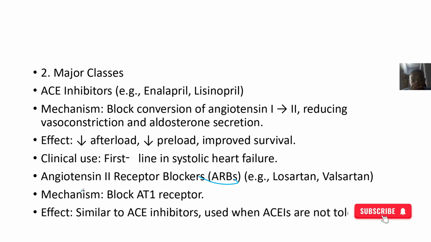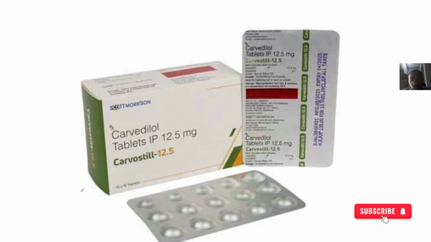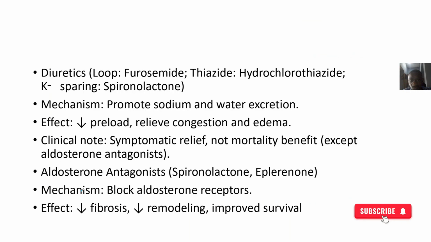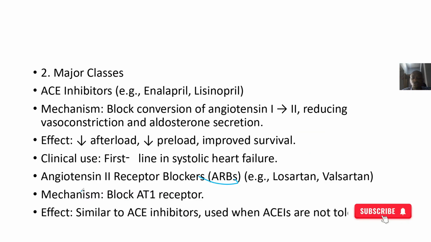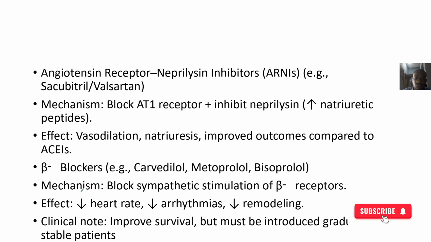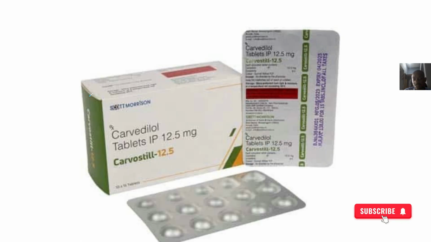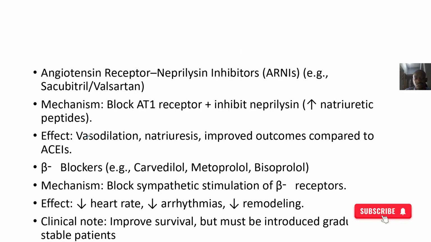Then we have the angiotensin 2 receptor blockers, that's ARBs. So drugs like Losartan. I didn't bring Losartan here, that's crazy. But you have drugs like Losartan, then we have valsartan. Then we have the angiotensin receptor neprilysin inhibitors, so drugs like Sacubitril and valsartan. Those ones basically cause the blood vessels to increase in size, thereby making the blood flow easier.